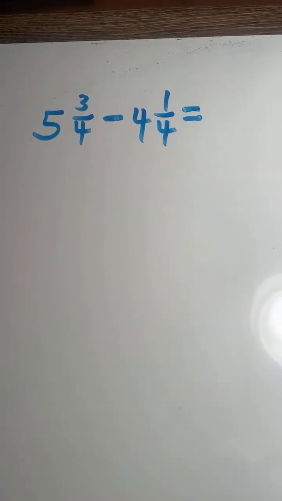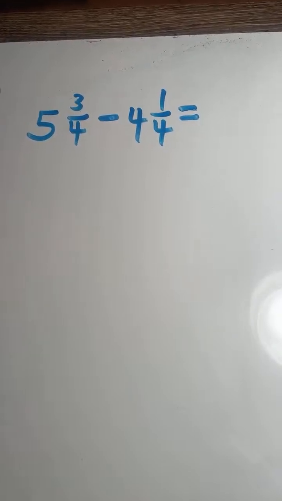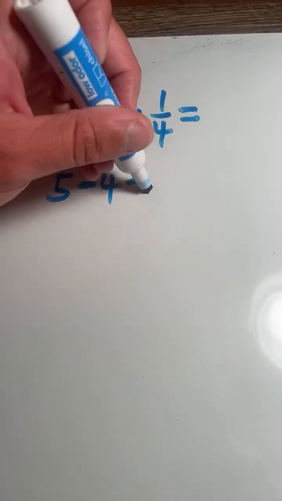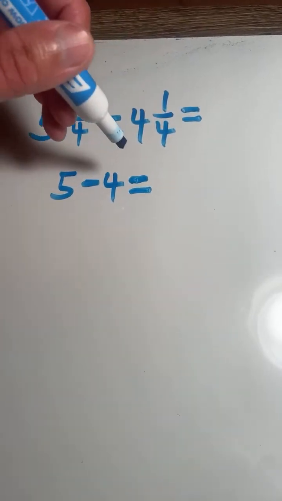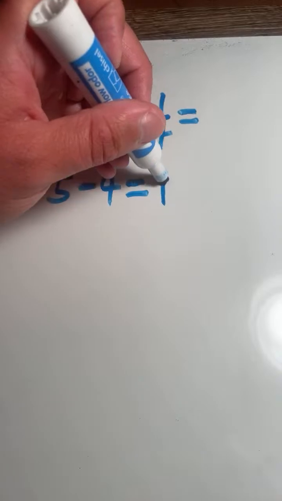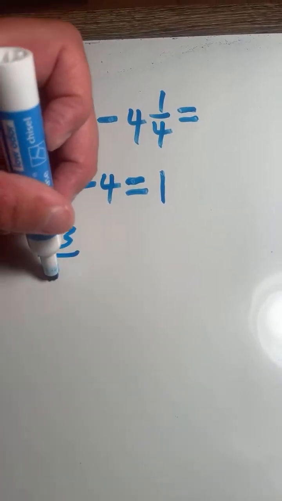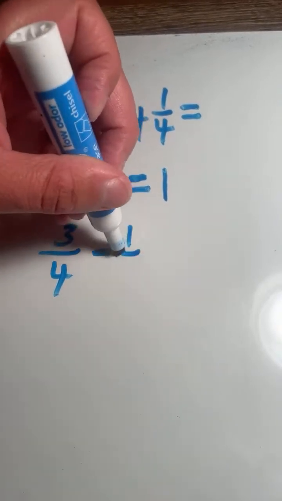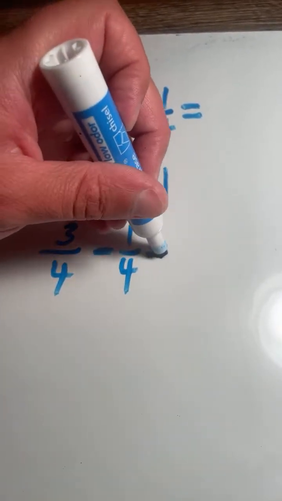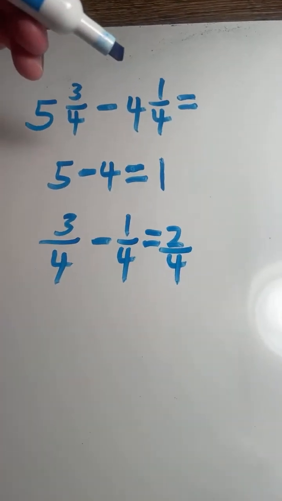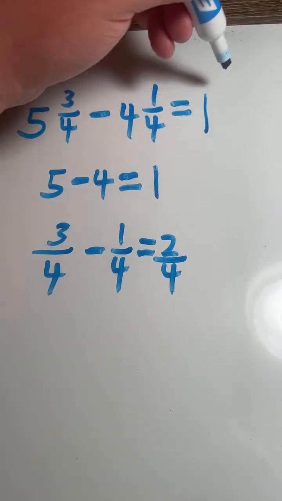Five 3/4 minus 4 1/4. Step one, we subtract our whole numbers. 5 minus 4 equals 1. Step two, we subtract our fractions. 3/4 minus 1/4 equals 2/4. So our answer is 1 2/4.